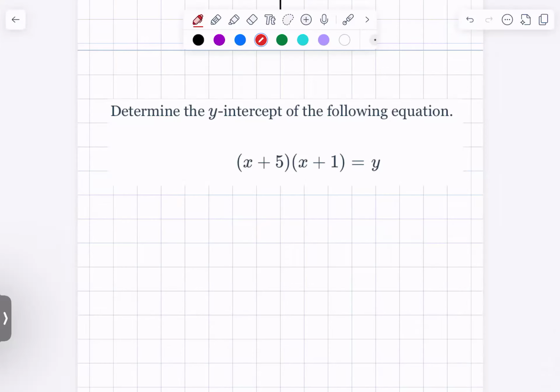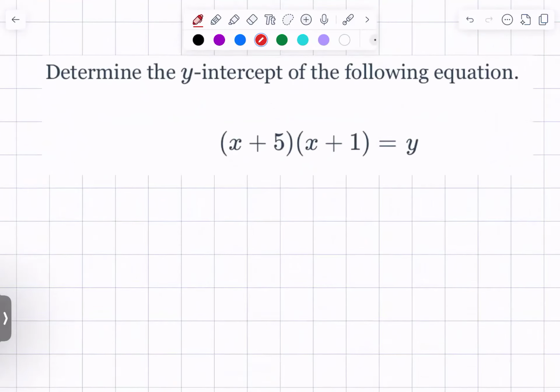Our next example is this. We're going to determine the y-intercept. I'm going to also add the x-intercept along with graph. Okay, we're going to do all of those things. So to find my y-intercept, we make x equal to 0. Always and forever.